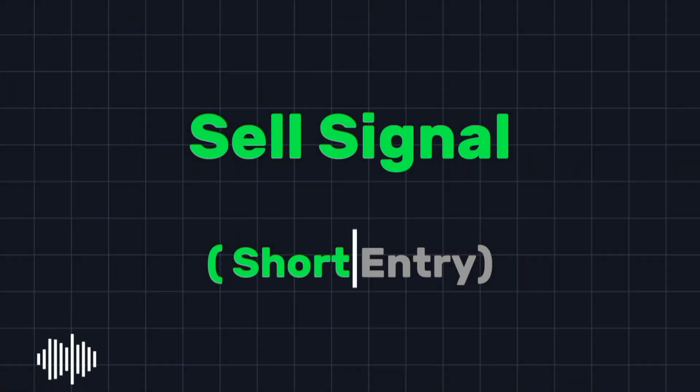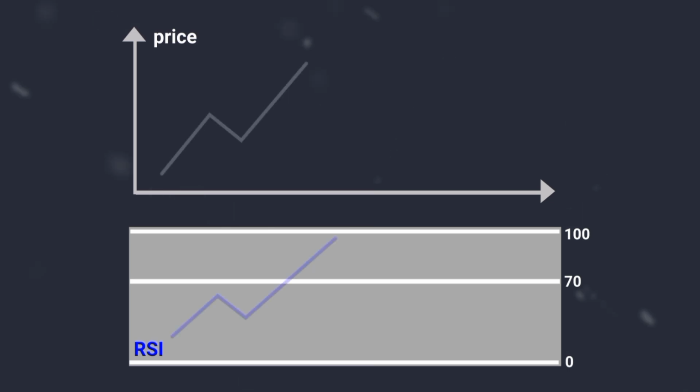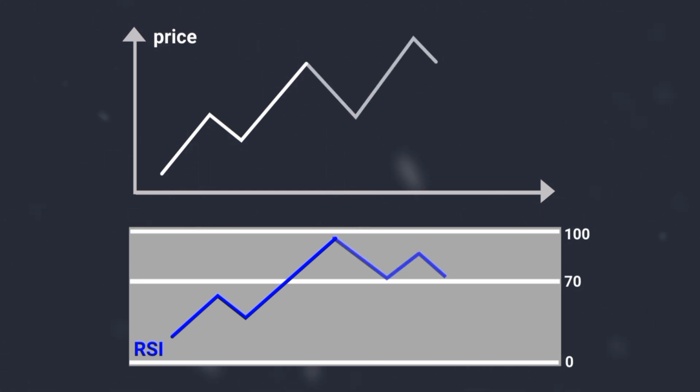Sell signal, short entry. First, RSI moves into the overbought zone, above 70, and the price is in an uptrend. Then, bearish divergence forms in the RSI, meaning the price is making higher highs, but RSI is making lower highs. This suggests a weakening uptrend, and a trend reversal to the downside could be near. Enter the sell position when the RSI exits the overbought zone, moves below 70, and starts heading downwards.